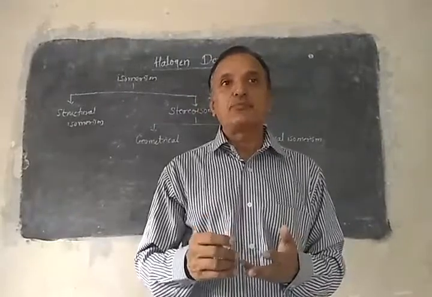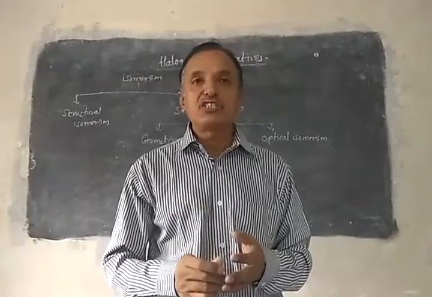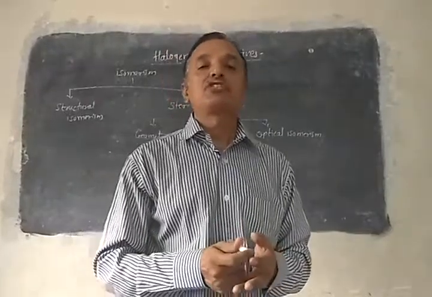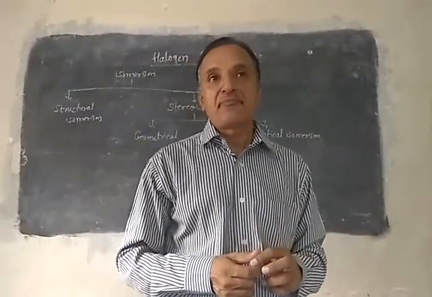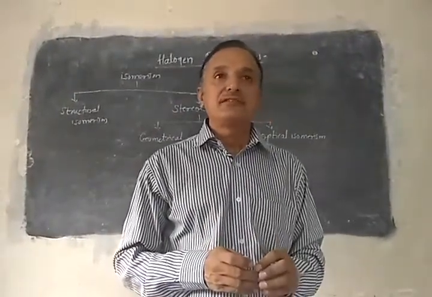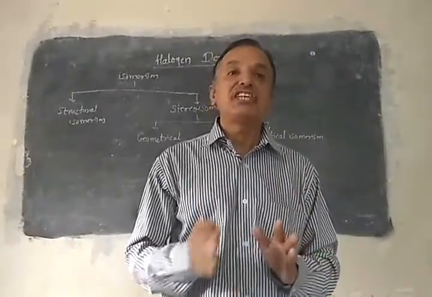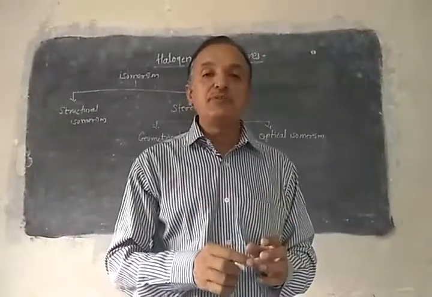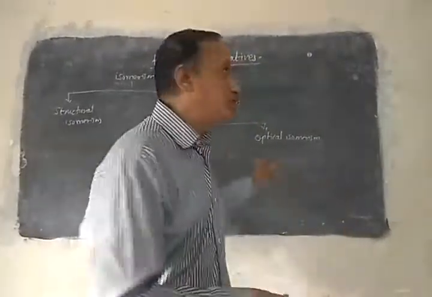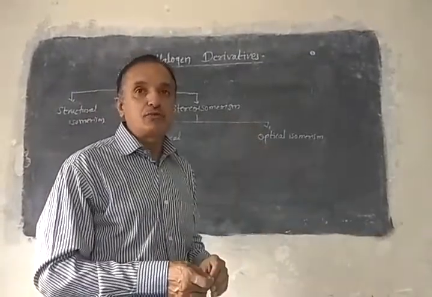Last year we discussed structural isomerism. Now today we are going to discuss stereoisomerism. In stereoisomerism, two or more compounds have the same structure, only the arrangement of the atoms is different. When the arrangement of the atoms is different, they are called stereoisomers, and that phenomenon is called stereoisomerism.